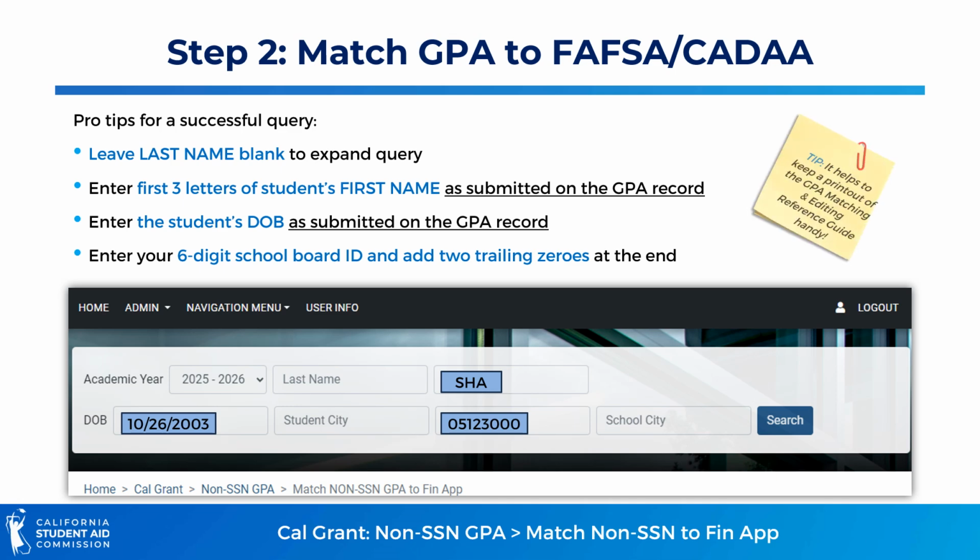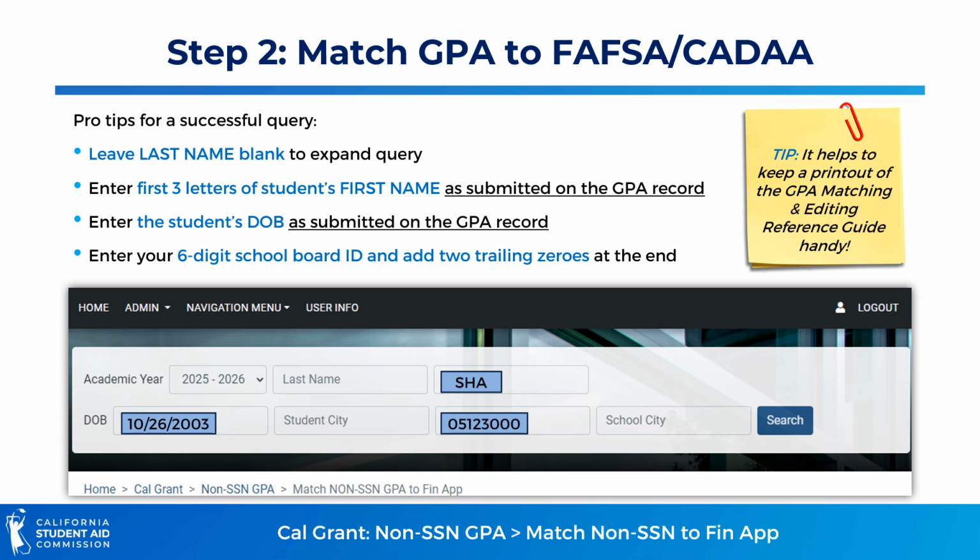Now, a helpful tip as you go through the GPA matching and editing process is it would be helpful to keep a printout of the reference guide handy as it can get a little confusing. So that would be helpful to have on hand.